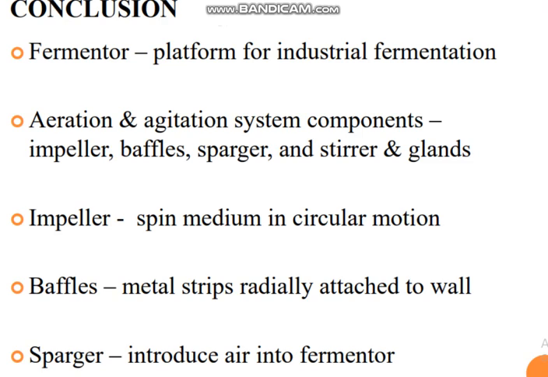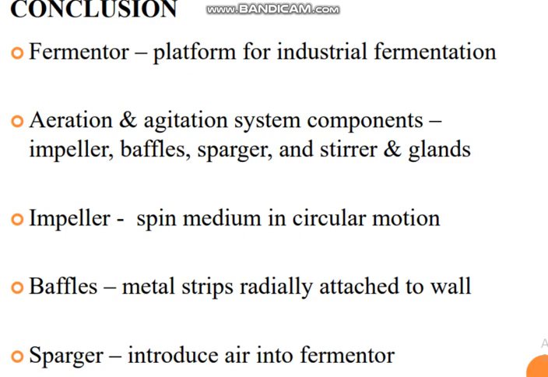Now, the conclusion of this whole slide. Fermenter is basically a platform which is used for industrial fermentation. It is an instrument basically. Aeration and agitation system components used are impeller, baffle, sparger, and stirrer. Impeller spins medium in circular motion. Baffles are metal strips radially attached to the walls of the vessel. Sparger helps to introduce air into the fermenter.